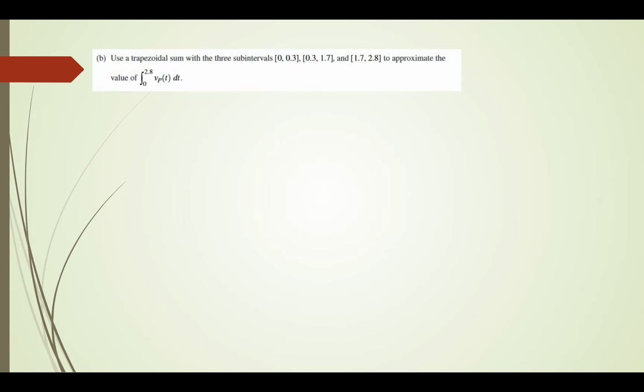All right, part B. We knew this was coming. The only question was whether it was going to be rectangles or trapezoids. And in this case, it's a trapezoidal sum, and they want us to approximate this integral.